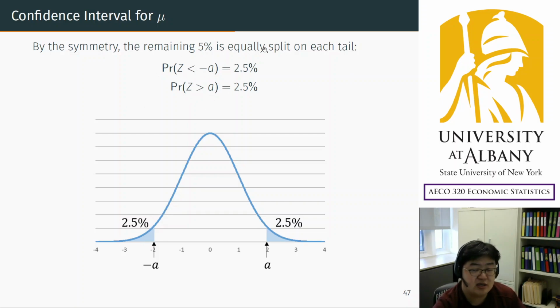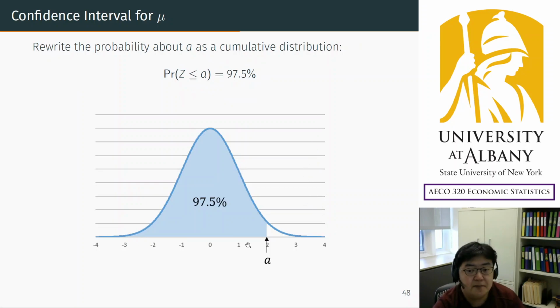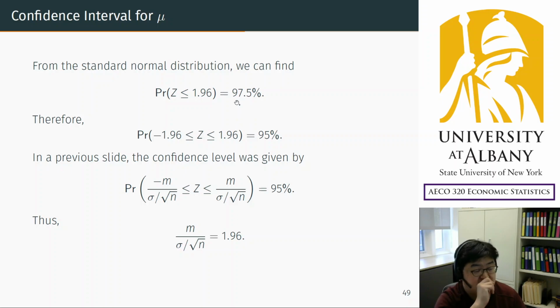Remember, we did this in the previous chapter. We want to find a that satisfies 97.5% as a cumulative probability. The cumulative probability at this point must equal 97.5%. Then use Excel or a normal distribution calculator, and you will find 1.96 as the answer after rounding to the second decimal place. So plus minus 1.96 contains approximately 95%, which means this, having the same structure, must equal 1.96.